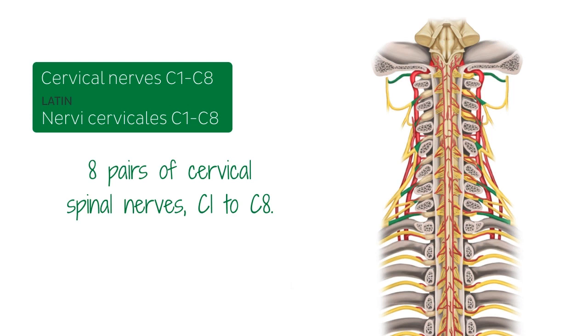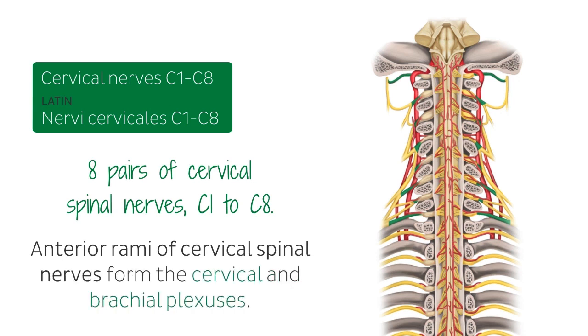Another important point to remember is that once the spinal nerve emerges from the intervertebral foramen, it gives off 2 major branches, an anterior ramus or a ventral branch, and a posterior ramus or a dorsal branch. The anterior rami of the cervical spinal nerves form the cervical and brachial plexuses. To be more specific, the ventral branches of the first 4 spinal nerves form the cervical plexus, whereas the ventral branches from C5 to C8 of the spinal nerves form the brachial plexus.